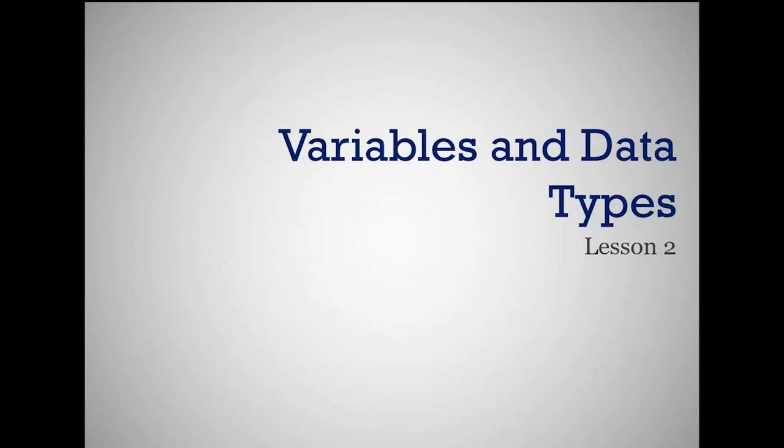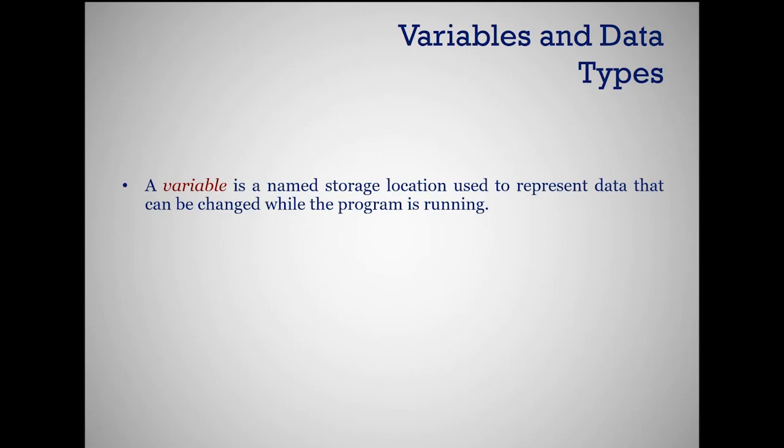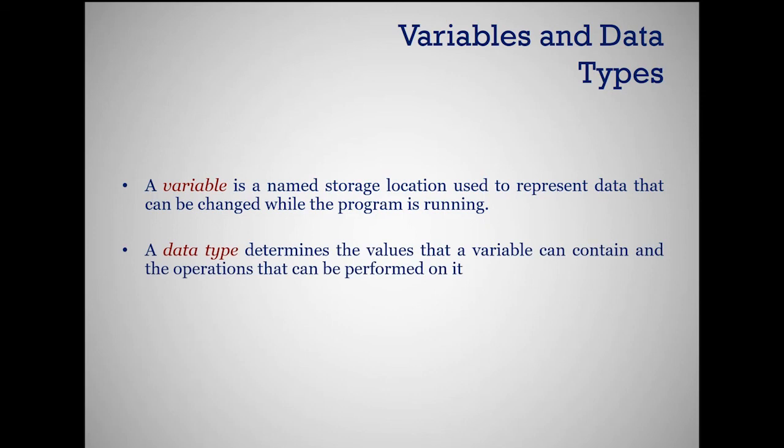So variables and data types. A variable is a named storage location used to represent data and can be changed while the program is running. Okay? Variables are like containers, di ba? So data types determine the values that a variable can contain. Again, Programming 1. So you have to make sure that the variable you set has the right data type for the value that you will give to it.